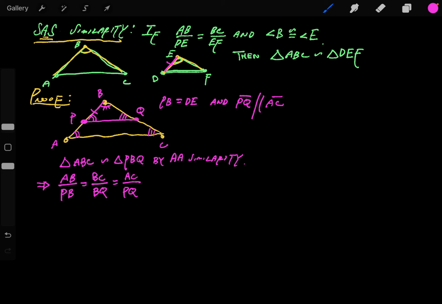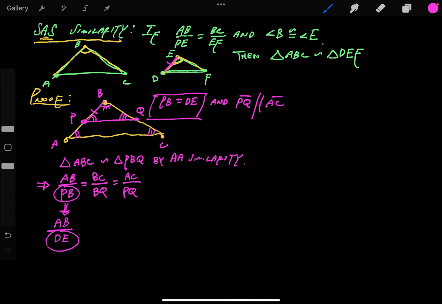Now, once you have this, what you want to use is this fact. By your construction, you had that PB is equal to DE. So that means AB over PB is equal to AB over DE. We should see that these are the same. By my construction, I purposely made this length the same length as this here. So this whole thing is equal to this whole thing, but then that means that AB over DE is equal to BC over BQ is equal to AC over PQ.